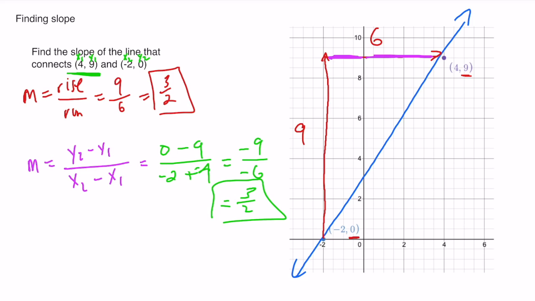That's our rise over our run. We found it by graphing. Then we found it by using this formula right here. But either way, you're going to get the same answer. So if you're stuck on the formula, you can always graph the points, find the slope, and then maybe go back to the equation and see if you can get the same thing.